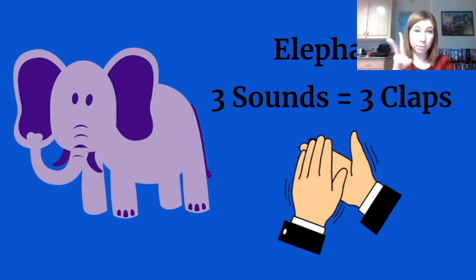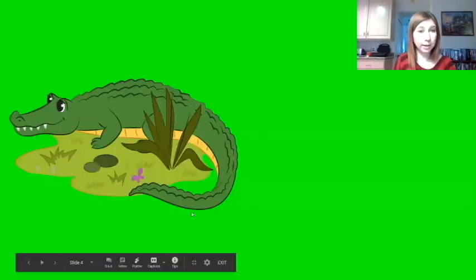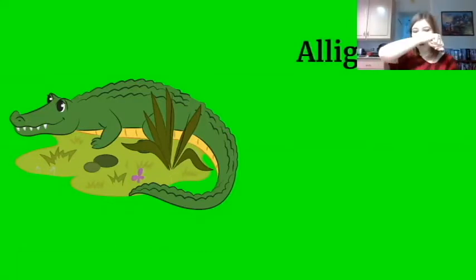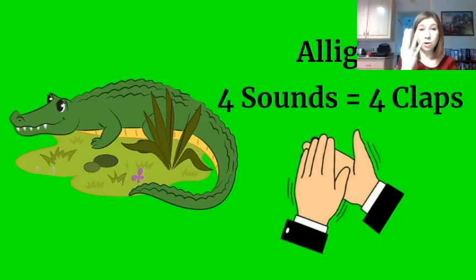Hey, are we noticing a pattern? Duck was one. Rabbit was two. Elephant is three. Interesting. Let's see what comes next, shall we? Alligator. I wonder how many sounds an alligator would have. Let's see. Ready? Alligator. One more time. Ready? Alligator. How many was it? Could you tell? Four. Our pattern continues. One for the duck, two for the rabbit, three for the elephant, four for the alligator.